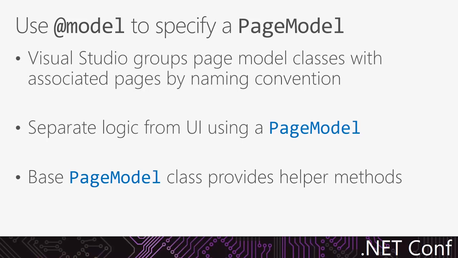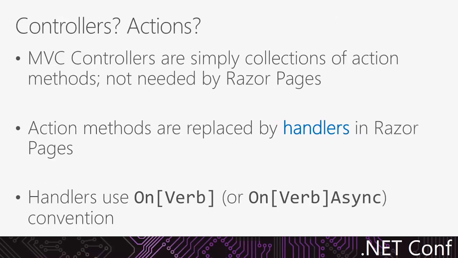Like the base controller class in MVC, there is a page model base class that provides some useful helper methods. So if you've been working with the MVC pattern for a while, it may be a little bit jarring to not have a controller involved anymore. Remember that in MVC, a controller is the entry point for your application. However, a controller is simply a way of organizing a bunch of action methods.